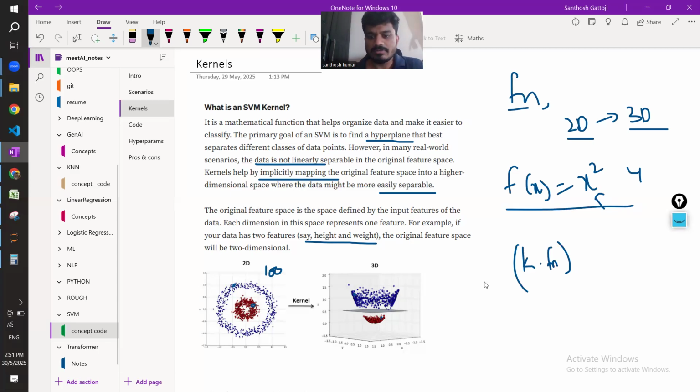Similarly, a kernel is also a function which takes input data as its input and gives you output as new dimensional coordinates. For example, if you give x comma y, which is 2D, that's why you have two values, the kernel function will give you three dimensions, x, y, z. So these three are the coordinates in 3D space. Now you have the same number of points, but mapped in a new 3D dimension.